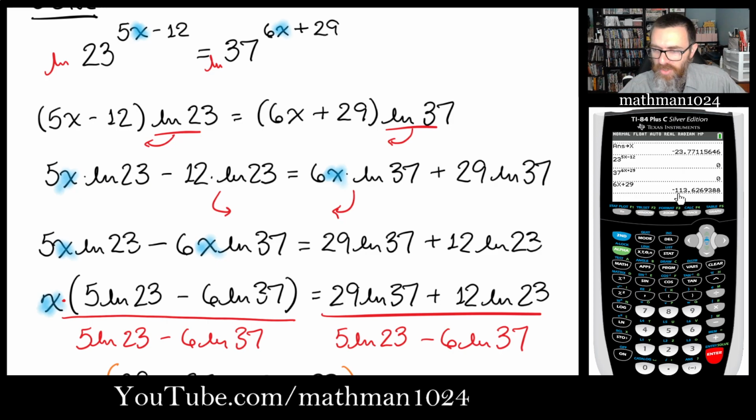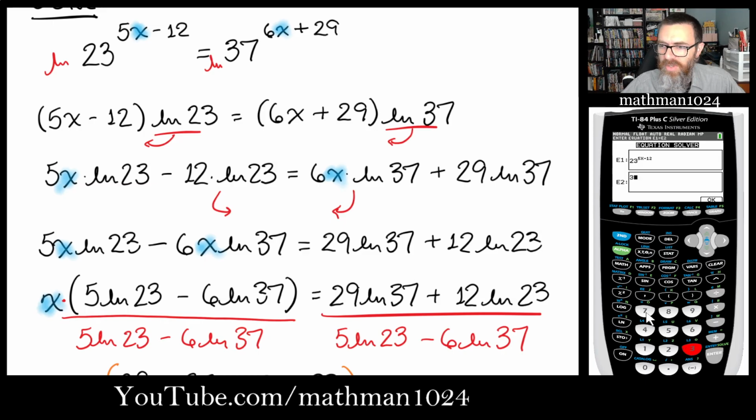So here's something else that you can do. If I go to Math, and I press up to do Solver. So equation solver, you type in one equation. That's going to be the left side here. So it's going to be 23 raised to the 5x minus 12. Second equation is 37 raised to the 6x plus 29. And click OK. It's the button right here.